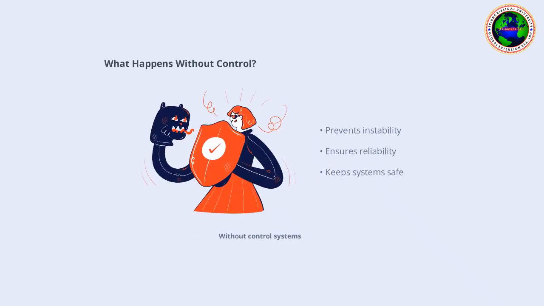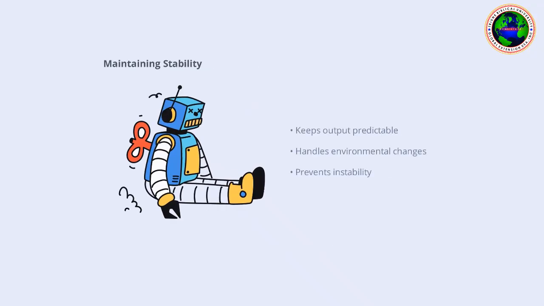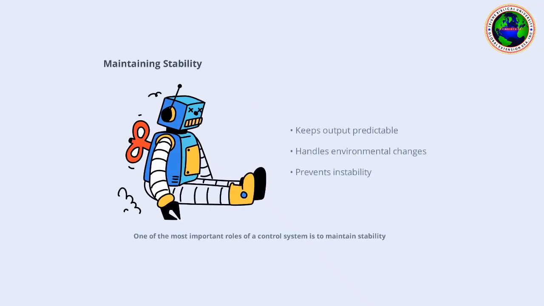Without control systems, many engineered systems would simply not function as intended. Robots would drift off course, vehicles could become unstable, and aircraft might be unsafe to fly. Control systems are the invisible force that keeps everything running smoothly, reliably, and safely, even when the environment changes or unexpected events occur.